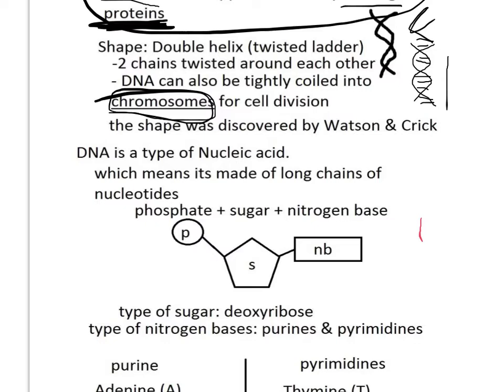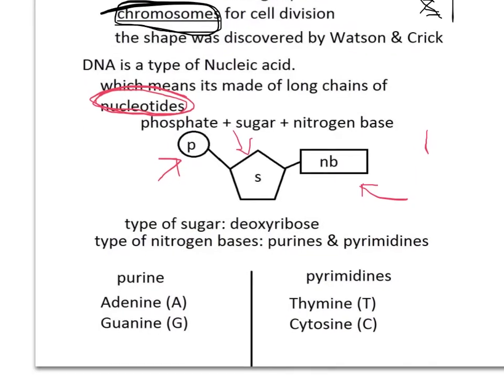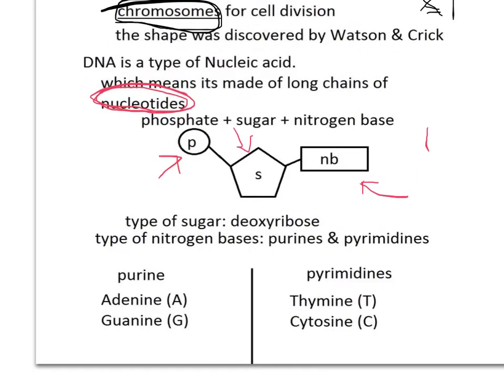What you need to know is that because it's a nucleic acid, it's made up of nucleotides. That's the building block. A nucleotide consists of a phosphate, a sugar, and a nitrogen base. There's your phosphate, the circle, sugar, your pentagon, and your nitrogen base is the rectangle. The type of sugar it uses is deoxyribose. Surprise, surprise. That helps name the molecule, deoxyribonucleic acid.